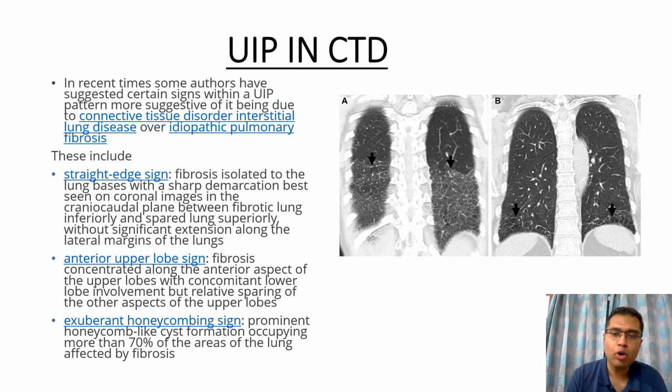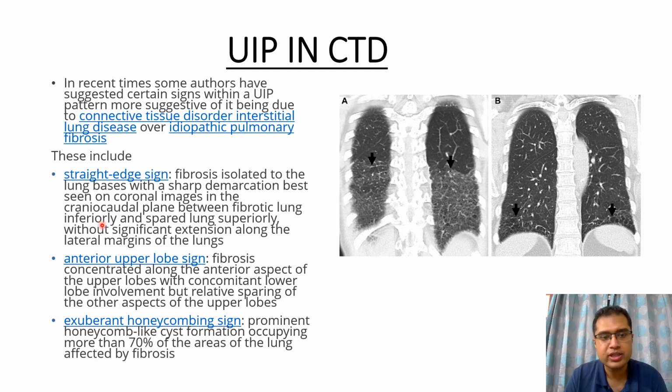So this is another important thing that should be looked for in any case of usual interstitial pneumonia, whether it is associated with a connective tissue disorder or whether it is idiopathic. So the important radiological signs that we should look for in case of UIP pattern to suggest an underlying connective tissue disorder as a basis of this particular entity are these important signs, that is straight edge sign, anterior upper lobe sign and exuberant honeycombing sign.